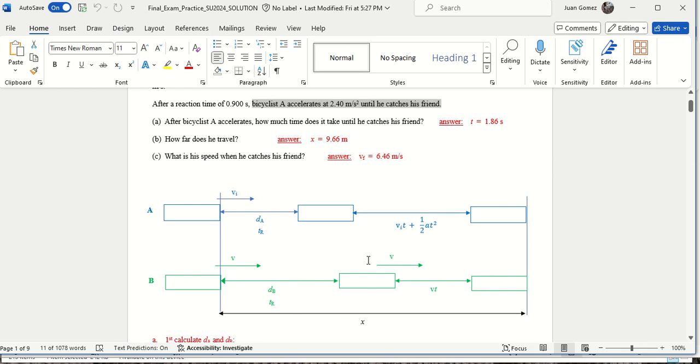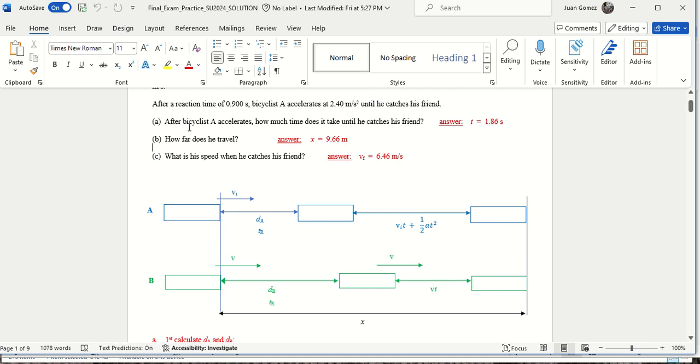So what happens is, because B is moving faster in the green, during that reaction time of 0.9 seconds, he's going to get what we call a head start. He's going to be ahead of bike A. Then after the reaction time, right here, bike A begins to accelerate, and eventually over here, he's going to catch up to his friend. And so both bikes travel this distance of x.